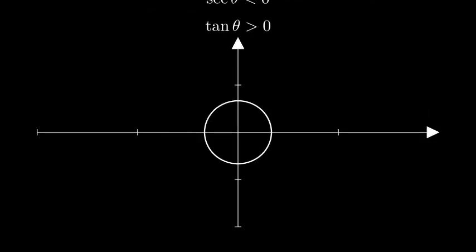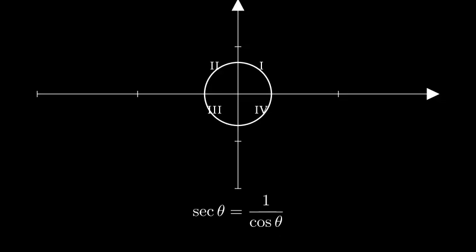Let's determine which quadrant angle theta lies in, given that secant theta is negative and tangent theta is positive. We'll solve this step by step using our knowledge of trigonometric functions in different quadrants. Let's start by drawing a unit circle. We'll label our x and y axes and mark our quadrants 1 through 4.